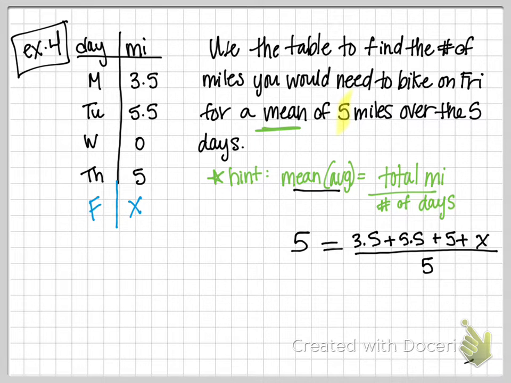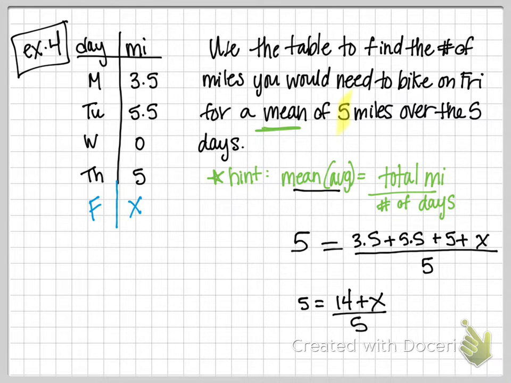This is the most crucial step right here, is setting this up. Okay? So remember, average is the total number of miles or number of whatever added together over the number of days. Okay? So then we have to figure out how to solve for X. So let's simplify on the top. So we end up with 5 equals 14 plus X over 5. And we need to solve for X. The first thing we want to do is get rid of that 5 underneath, because we can't really do anything on the top until we get rid of that 5 underneath.